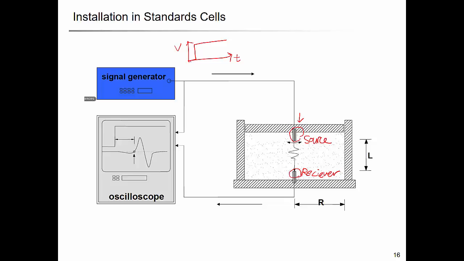So here's the source excitation, and this is the transmitted and acquired signal.